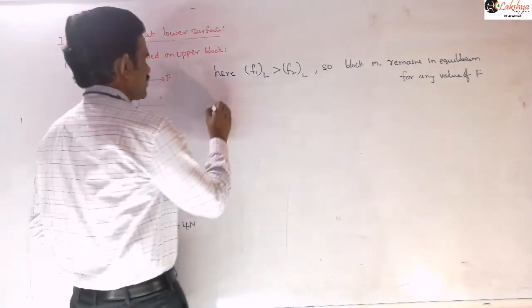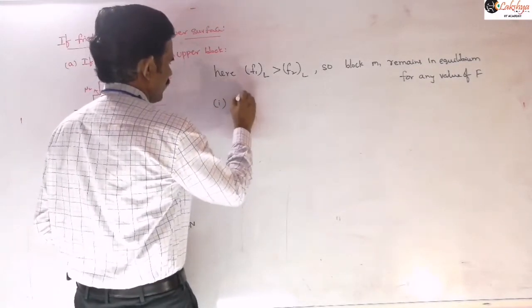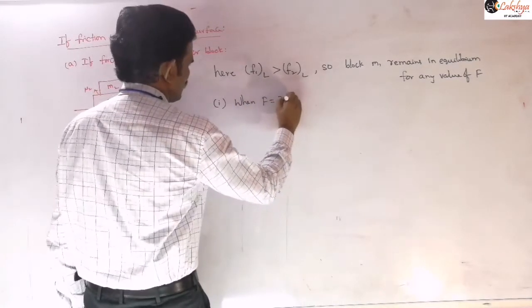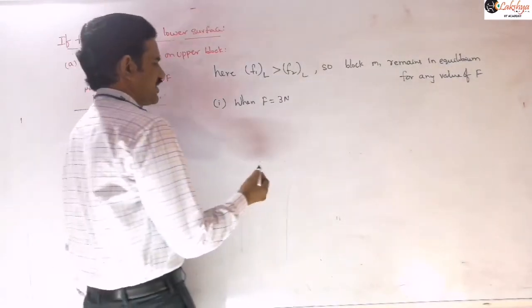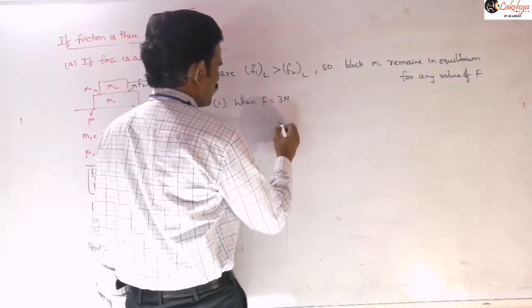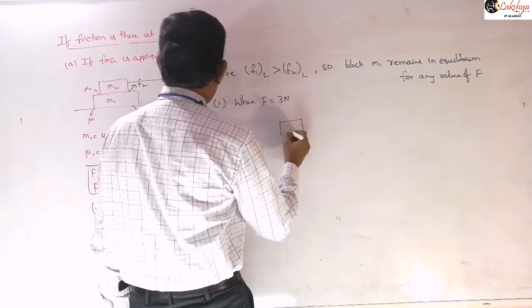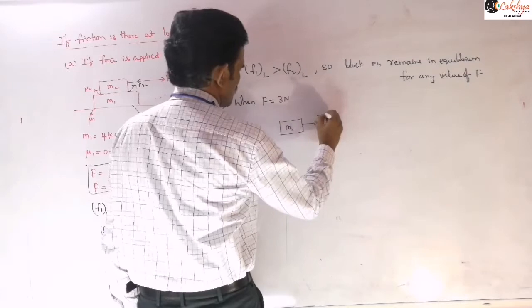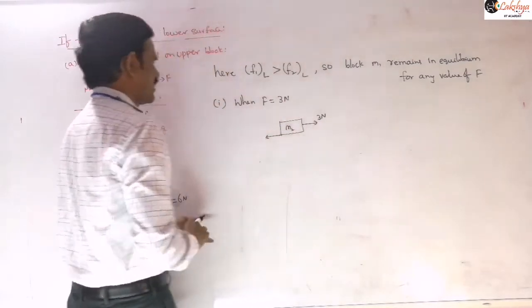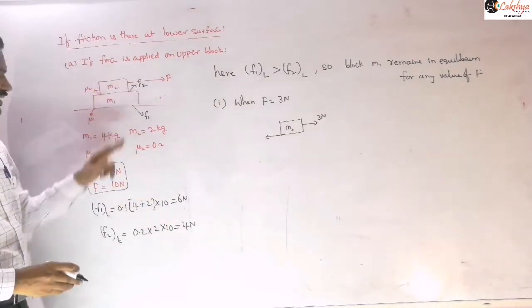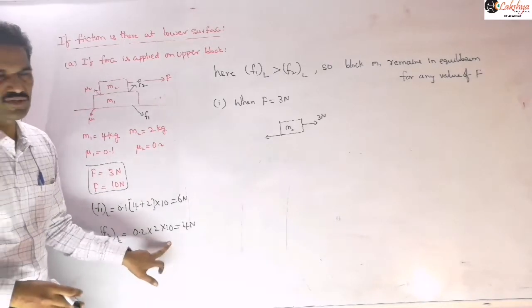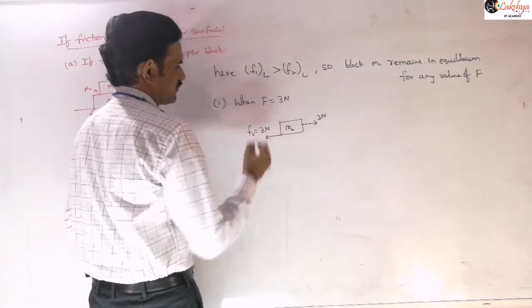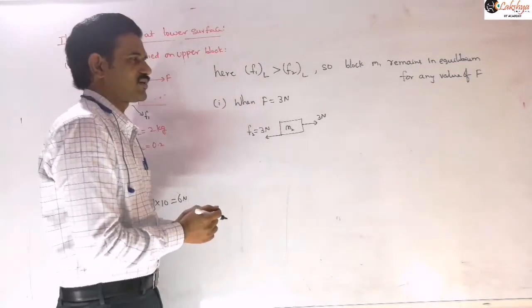Now the first case I am taking is when F is 3 newtons. When F is 3 newtons, I will draw the free body diagrams of these blocks. This 3 newtons force is acting here. But in order to move M2 on M1, the frictional force required is 4 newtons. So this F2 value will also be 3 newtons, and the block will remain at rest, we can conclude.